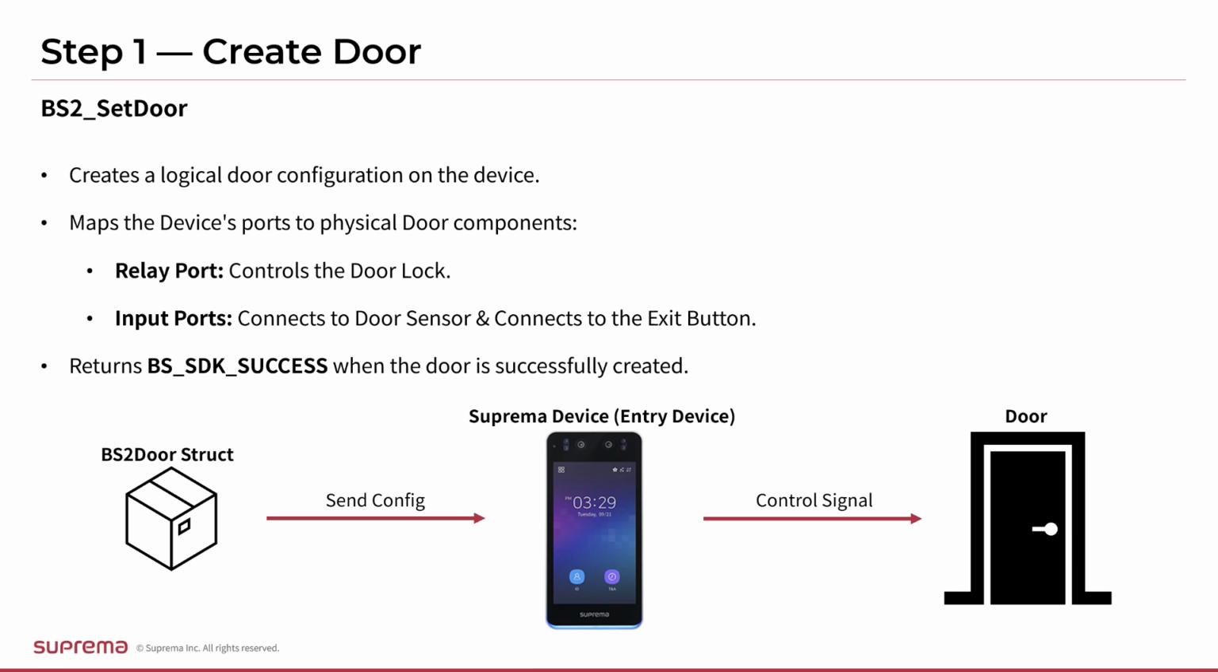Once you call this API with a bs2 door struct, the device knows how to control the door. If the configuration is successful, the API returns a success code. In short, you're sending the door configuration to the device, and from that point on, the device can send control signals to the physical door based on your settings.